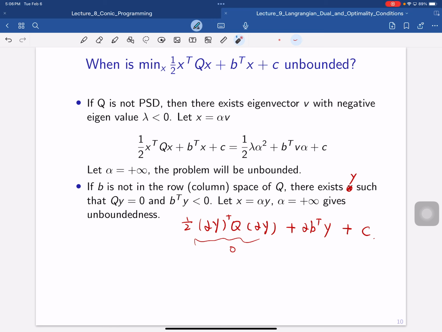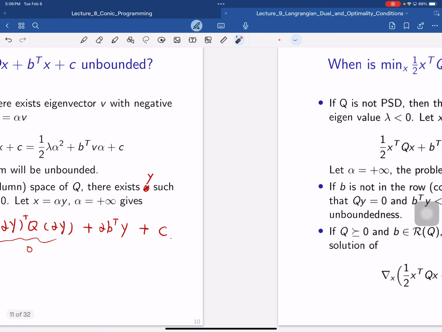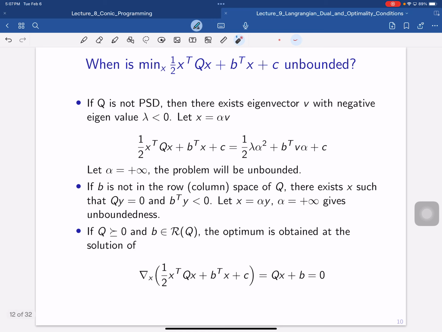Okay. Are the first two bullet points clear? It's nothing but a review of linear algebra. Now we are left with the second bullet point, which is if Q is PSD, and also B is in the range space of Q. What will happen in this case?